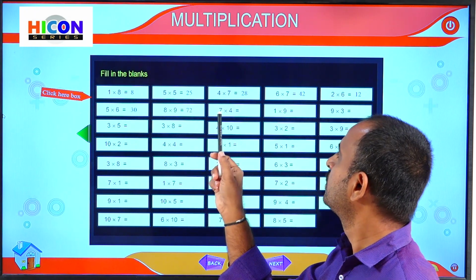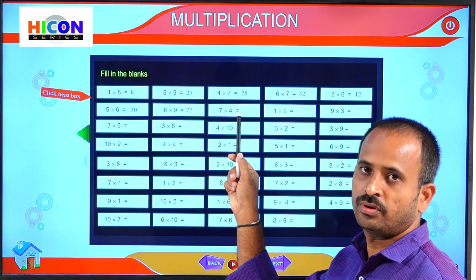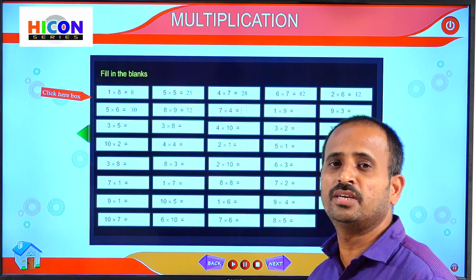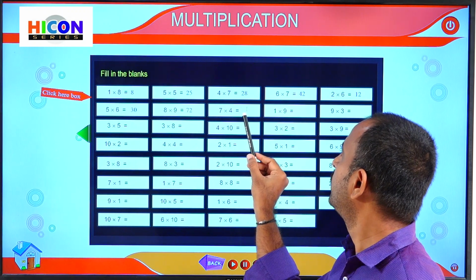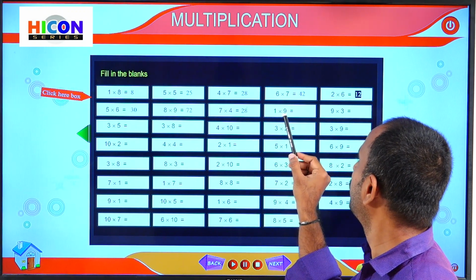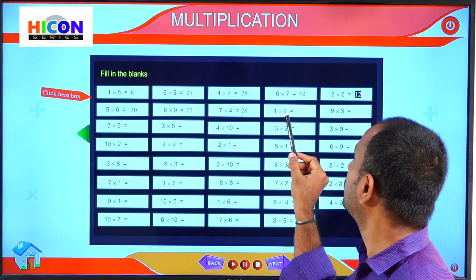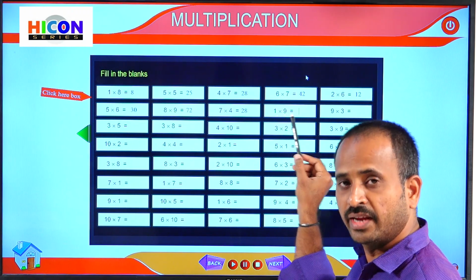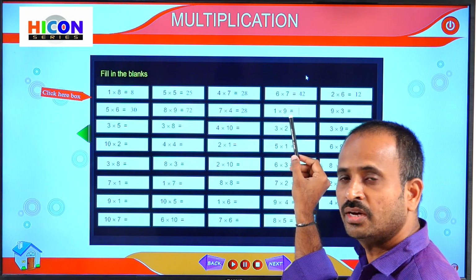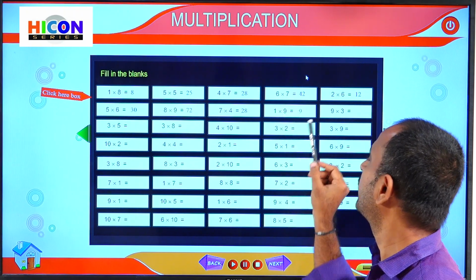See the next one. 7 into 4. That is 7 4 jar. 7 4 jar how much, children? 7 4 jar 28. See the next one. 1 into 9. That is 1 9 jar. This is the table 9. In the 9th table, how much is 1 9 jar? 1 9 jar 9. So write 9 here.